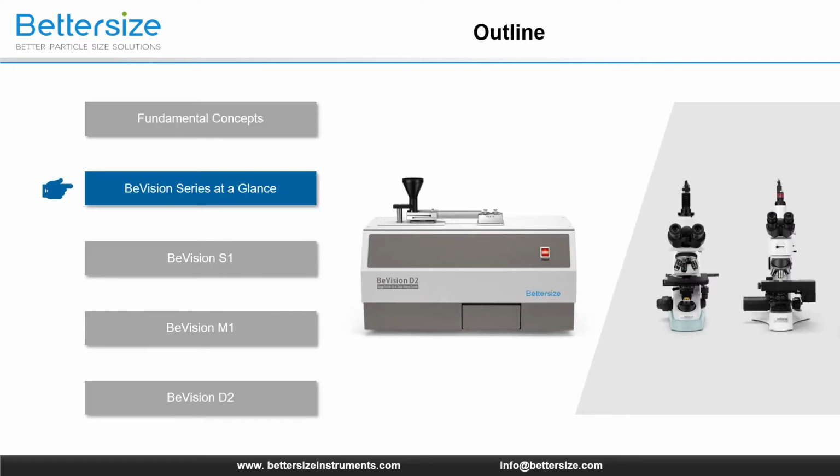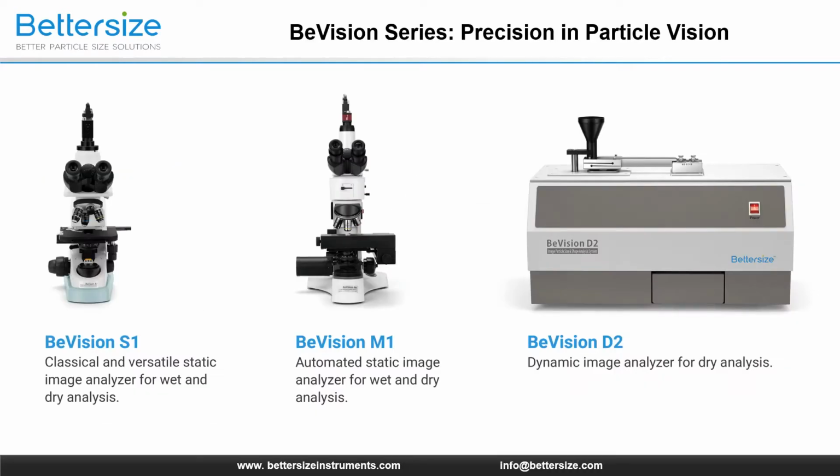Now we have got enough basic knowledge of the image analysis method. Let us take a step closer to the Bevision series. The Bevision series image analyzer is made up of three models: the Bevision S1, M1, and D2. The Bevision S1 and M1 are static image analyzers, and the Bevision D2 is a dynamic image analyzer.